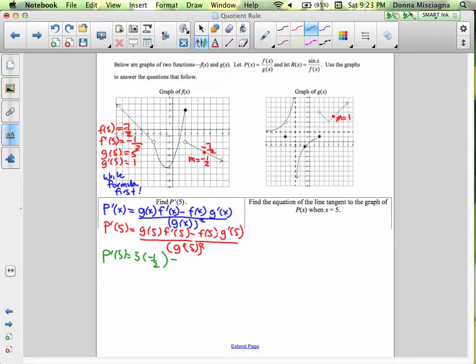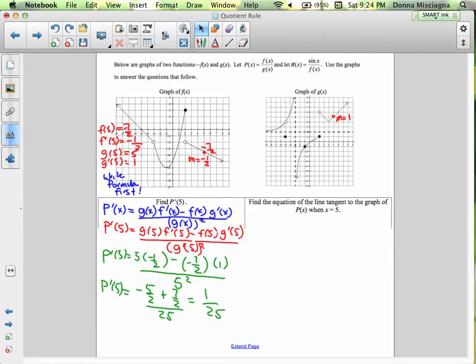So 5 times negative 1/2, and then minus negative 7/2 times g prime of 5, which is 1, divided by g of 5 squared, so 5 squared. So p prime of 5 is negative 5/2 plus 7/2 divided by 25. I'm just going to keep going across here. That's just going to be 2/2, which is 1, divided by 25. And what's that value? That is the slope of the tangent line for that quotient.